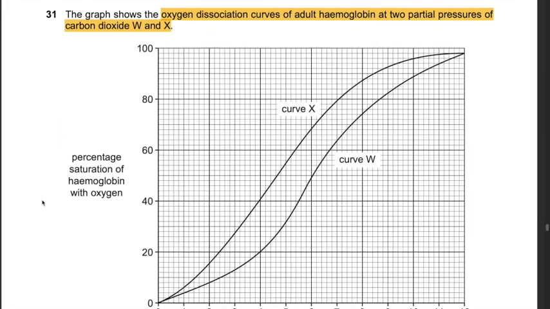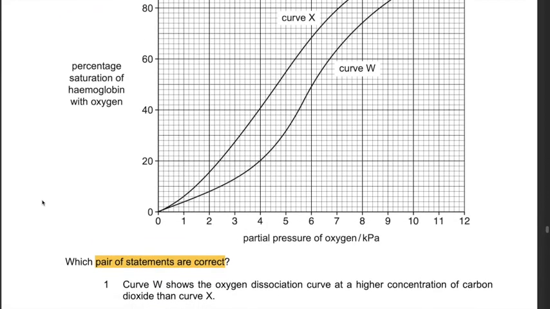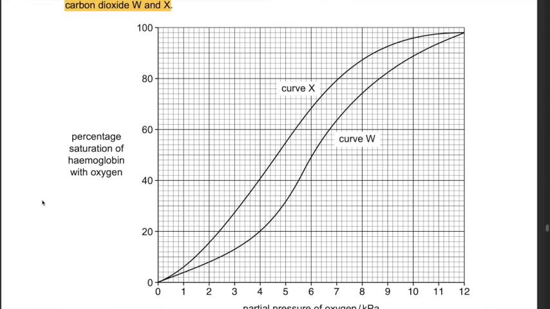Question 31. The graph shows the oxygen dissociation curves of adult hemoglobin at two partial pressures of carbon dioxide, W and X. Which pair of statements are correct? They have plotted the x-axis as partial pressure of oxygen in kilopascals and the y-axis as the percentage saturation of hemoglobin with oxygen, and they have drawn the two curves. Obviously, curve W lies towards the right side compared to curve X. Hence, curve W has a higher partial pressure of carbon dioxide.